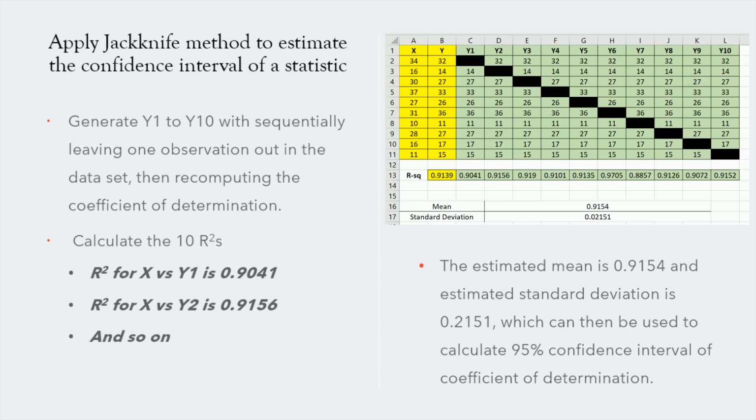Using these 10 R2s, I can then estimate the mean R2 to be 0.9154 with a standard deviation of 0.2151. This can then be used to determine the 95% confidence interval of the coefficient of determination. And this is how jackknife can be performed manually.